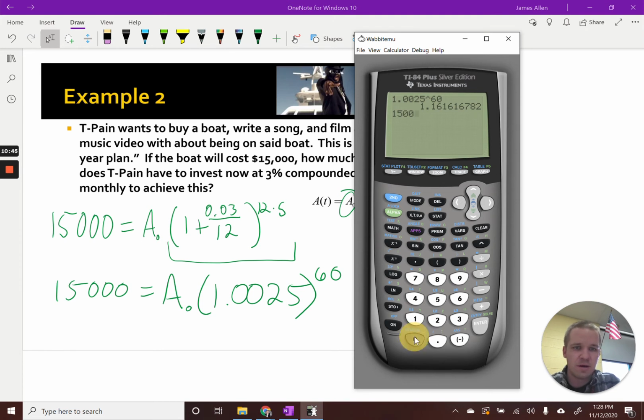This thing's running a little slow here. There we go. 15,000 divided by, and I would divide by that nasty decimal right there. But how do I... I don't want to type that all in, right? I mean, that just seems kind of like a lot of work.